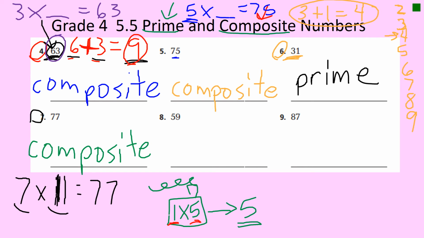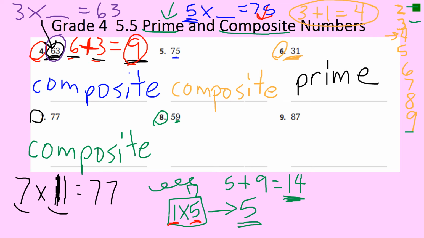Okay. All right. On to number 8, 59. All right, let's try some divisibility rules. I'm going to go back to this list. It's not divisible by 2 because it doesn't have 0, 2, 4, 6, 8 in the ones place. All right, let's check 3. 5 plus 9 equals 9, 10, 11, 12, 13, 14, right? Is 14 divisible by 3? 3, 6, 9, 12, 15. Nope. Is 14 divisible by 9? Because it's the same divisibility rule.